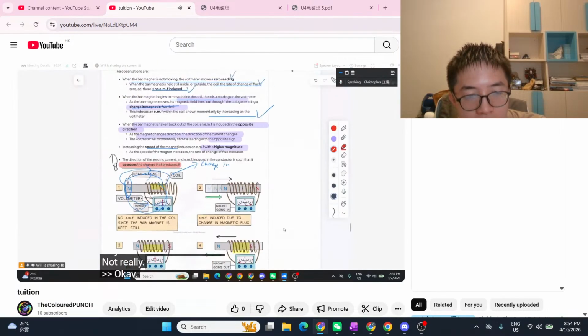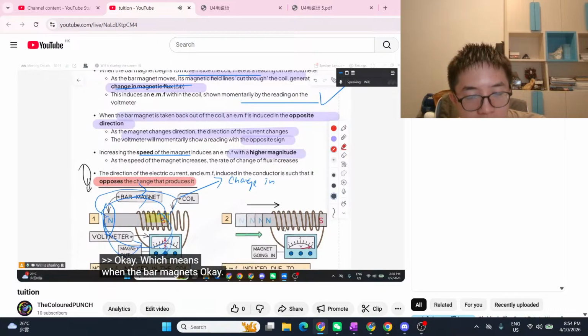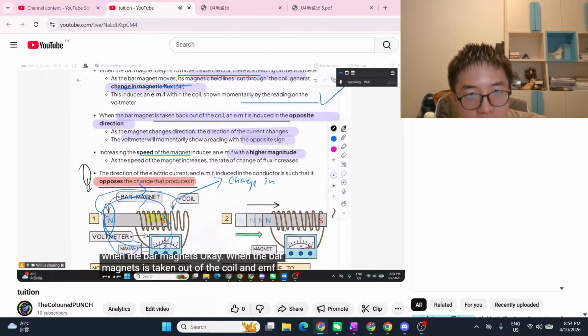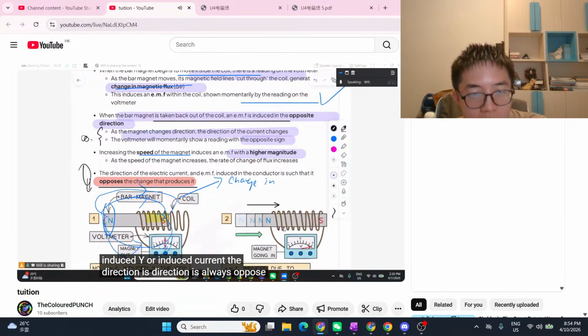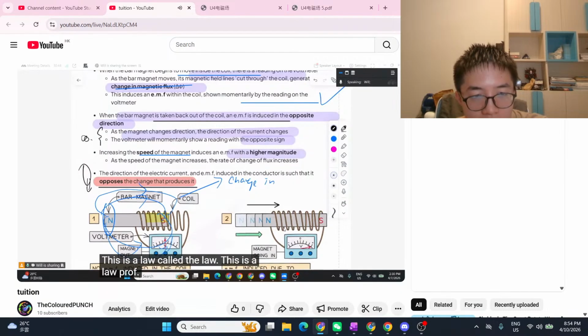Not really. Okay, which means when the bar magnet is taken out of the coil, the EMF is in the opposite direction. Why? Because the direction of the induced EMF or induced current is always opposite to the change of flux. So they have opposite directions. This is a law called Faraday's law. This is a phenomenon that we found, so we take the conclusion. So remember: the direction of electric current or the EMF induced in the conductor is such that it opposes the change that produces it.